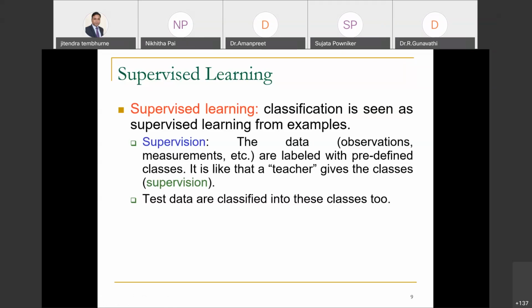So for that, what we require is labeled data. Fine. But in the real-world scenario, most of the time only about 30% of the time you will get labeled data, and most of the time you will have unlabeled data. If labeled data is there, you already know that supervised learning you can apply.